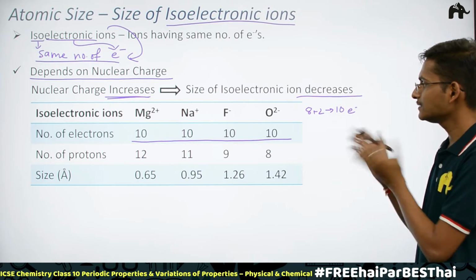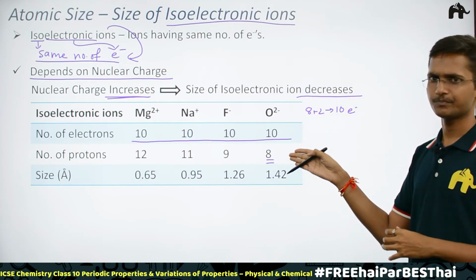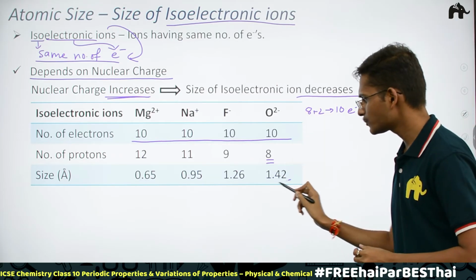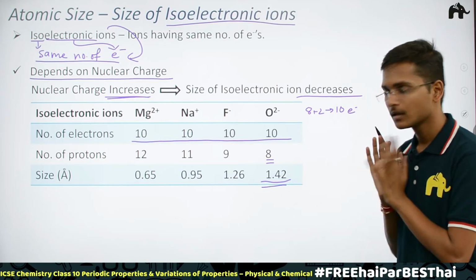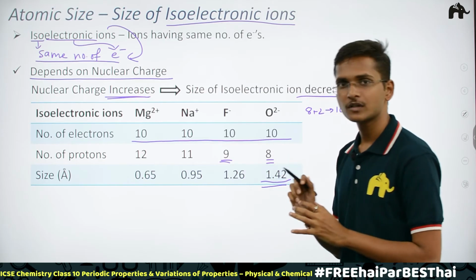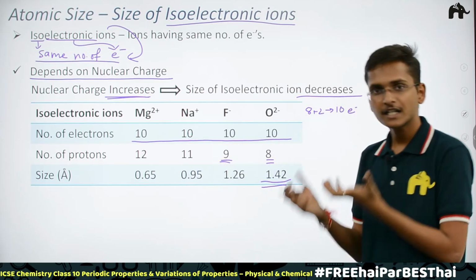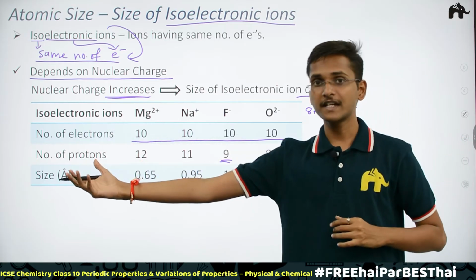Now what is happening? See, O2 minus has 8 protons, right? So its size is 1.42 angstrom. Now when we move to F minus, it has 9 protons. So now you would imagine the same tug of war game. There are 8 protons here and 10 electrons there.